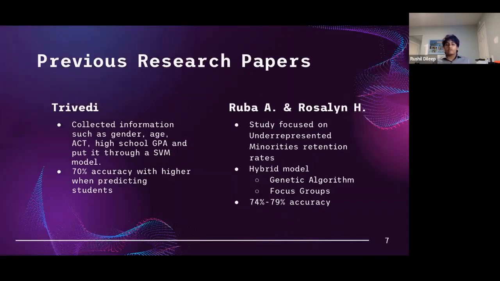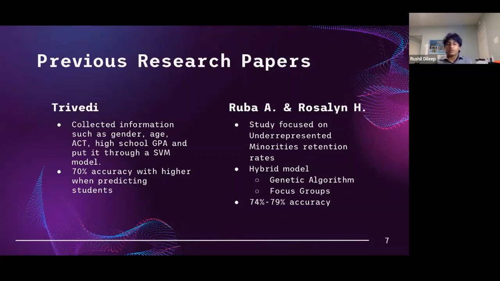So there have been 2 previous research papers on retention rates that we have found. The first is made by a person named Trivedi. So in this research paper, they collected information like gender, age, their ACT score, and their GPA, and put it through a support vector machine, which is SVM. They managed to get a 70% accuracy and usually managed to get above 70% when they predicted students who would come back to the college.